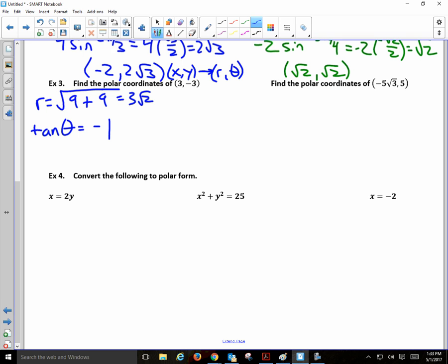So where's tangent negative? Second and fourth quadrants. Am I in the second quadrant or the fourth quadrant? Why am I in the fourth quadrant? Because x is positive and y is negative. Inverse tangent of 1, and you get 45 degrees. So therefore, what angle is this? 315, which is 7 pi over 4. So theta is 7 pi over 4. Yeah, very good. So Terry's absolutely correct. You could write it as negative pi over 4 as well if you'd like to. That'll be fine.